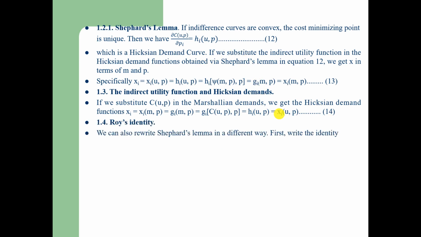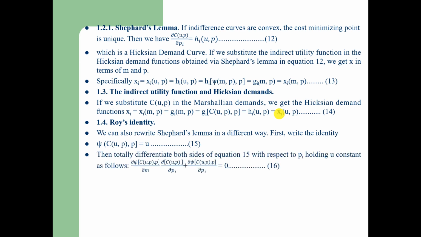Now we discuss Roy's identity. We have already discussed this in the previous video, but once again we can rewrite Shephard's lemma in a different way. First we write the identity: this function is equal to u, given by equation number 15, and then totally differentiate both sides of equation 15 with respect to pi holding u constant. We get the following function.